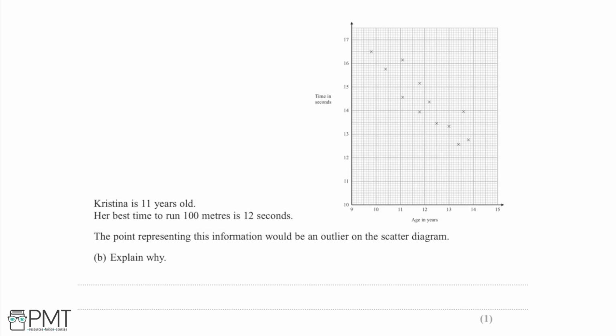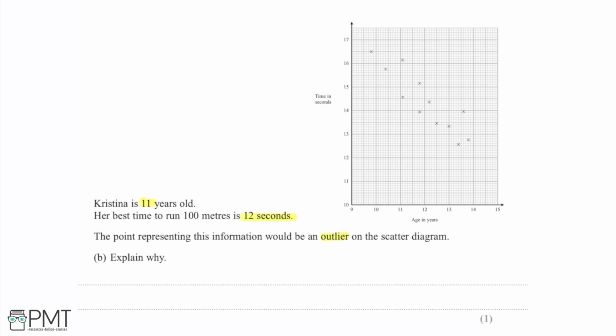Now in the second part of the question, we're told that Christina is 11 years old and that her best time to run 100 meters is 12 seconds. We're told that the point representing this information would be an outlier on the scatter diagram, and we're asked to explain why this is the case. Now, the definition of an outlier is we're looking for something that doesn't fit this trend that we have here, doesn't fit this negative correlation that we've already seen, and doesn't fit in with the other points and the correlation of the graph.